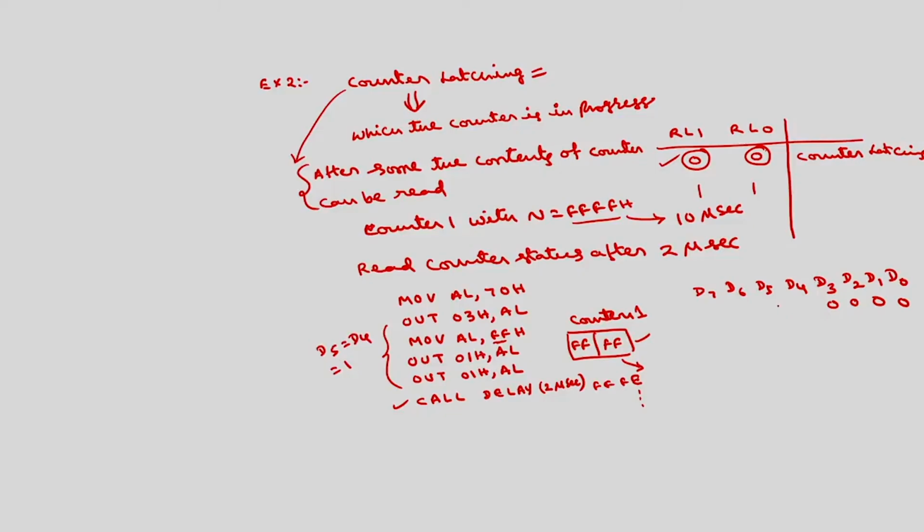But now to latch, these two bits should be zeros, and because this is counter 1, these 2 bits will be 0 1. So now what will be the control word? This is 40H. For latching operation, after this many seconds I want to latch. So what is to be loaded into the control word register is MOV AL, 40H, then OUT 03H, AL. Now I have loaded this control register with 40H, which corresponds to latching of the counter.